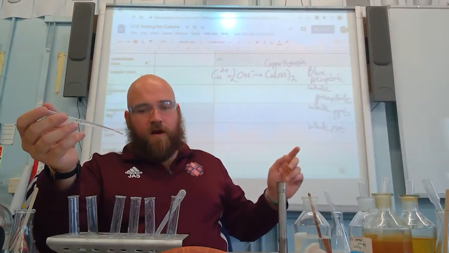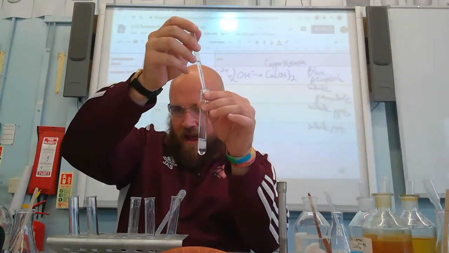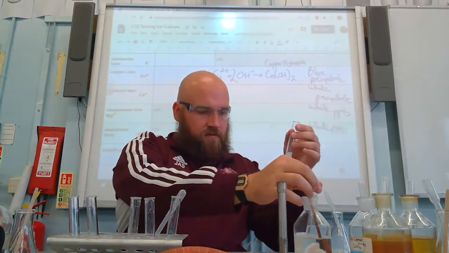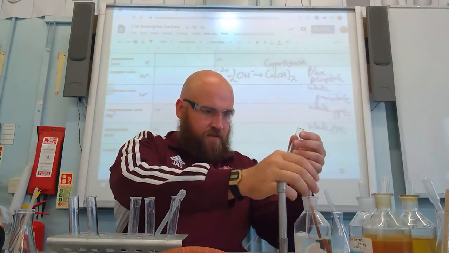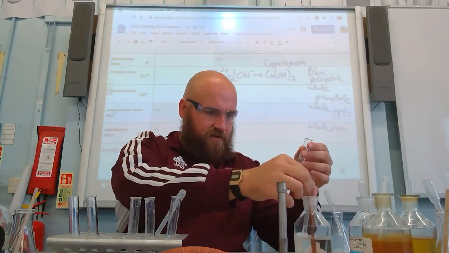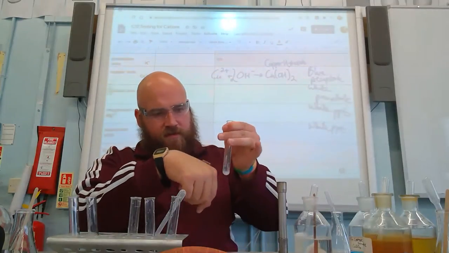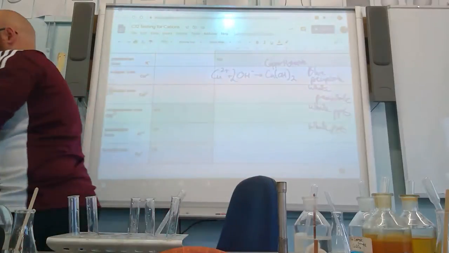So all three of them are white precipitates. I'm going to add an excess. So I'm going to put more. So here's my aluminium hydroxide. Okay, I'm just going to put some more sodium hydroxide in. And then hopefully, yeah, it's just about. Okay, just going to give that a quick stir. Okay, put a bung on it over here.